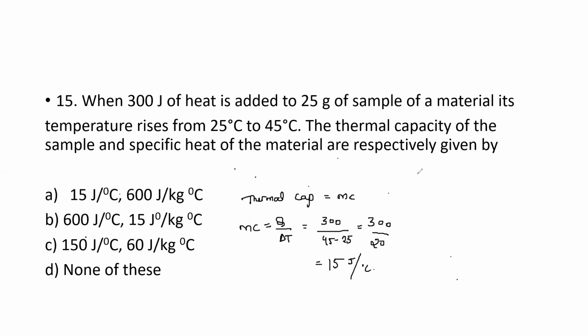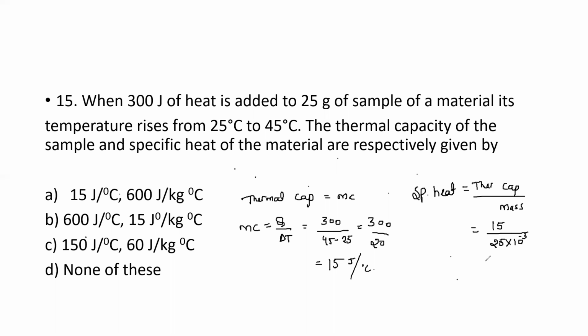So how can we calculate specific heat? Specific heat is equal to thermal capacity divided by mass. So thermal capacity is how much? It is 15, divided by mass, which is how much? It is 25 into 10 raised to minus 3.